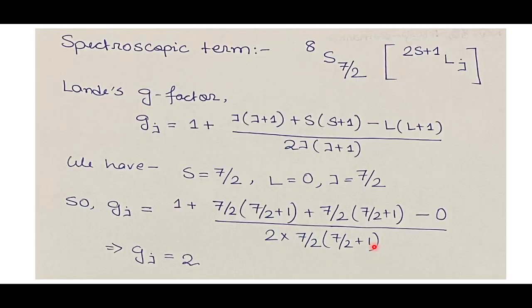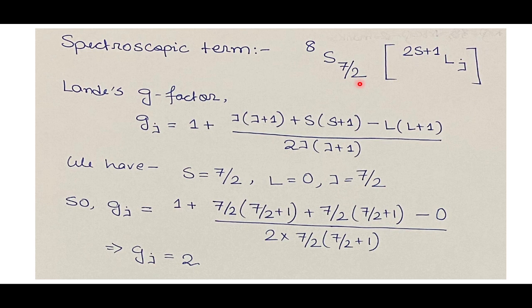One more thing: sometimes it's asked in examinations what the spectroscopic term for this system is. Usually this is not relevant to our solution, but you should know it. The representation is 2S+1 L_J, where S is your total spin. Here total spin is 7/2, so 2S+1 is 8, and L is 0. For 0 we represent it as S, and J is 7/2. So the spectroscopic term for this system will be 8S 7/2.